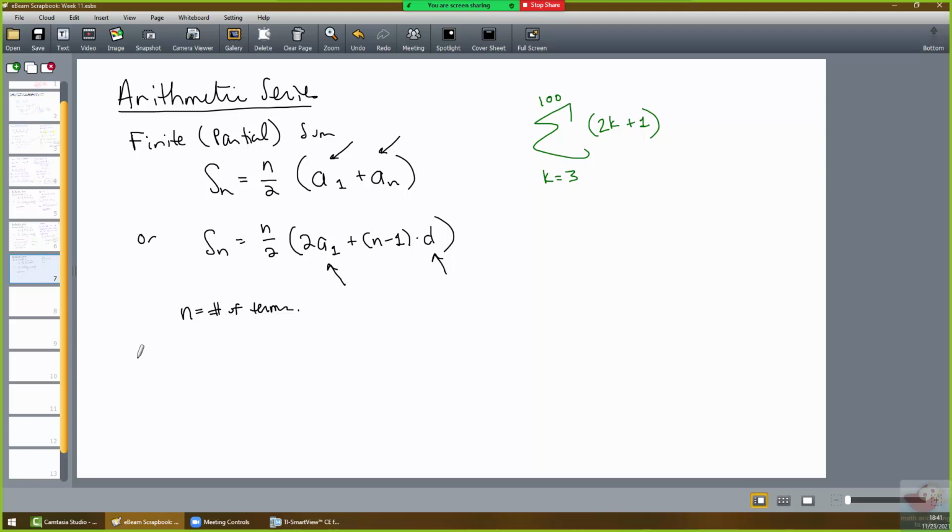First off, we know this is arithmetic. I don't have to say anything because notice this guy is a linear expression. So that hints arithmetic. We're doing a partial sum because we're going from 3 to 100. We're not going 3 to infinity. So because it's arithmetic and it's a partial sum, then these formulas come into play. The second equation is actually easier than the first one.